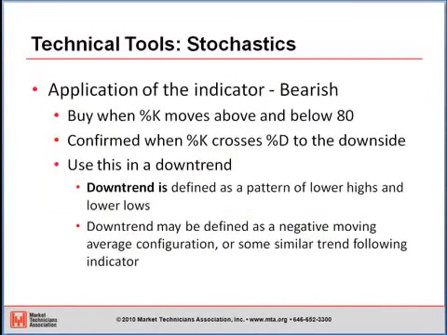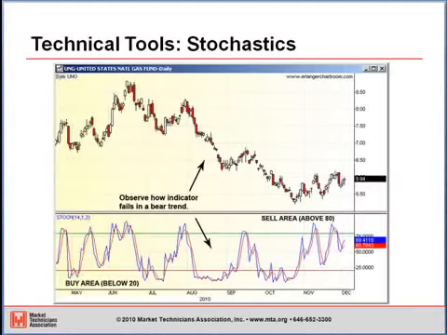Bearish applications of the stochastic are the exact opposite. You sell when percent K moves above and below 80. That is, when percent K crosses percent D to the downside, and we'll use this in a downtrend. A downtrend is defined as a pattern of lower highs and lower lows. A downtrend also may be defined as a negative moving average configuration or some other trend following indicator that you're used to. We're going to show you how the indicator fails in a bear trend.